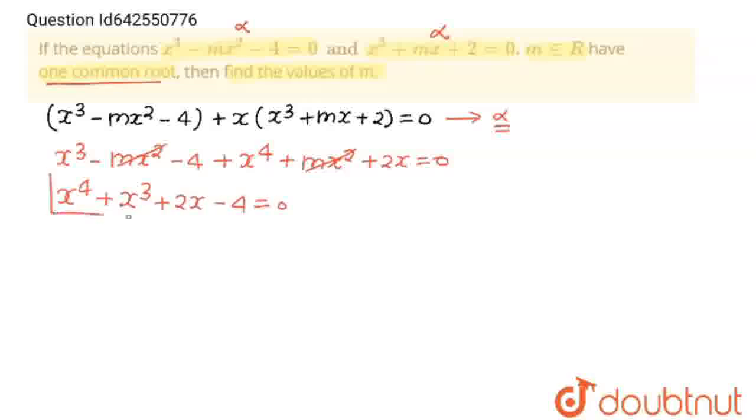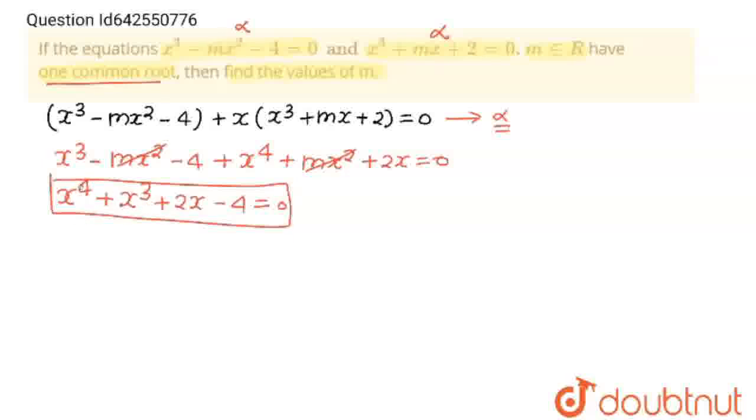See, if we are able to find all the 4 roots of this degree 4 equation, then any one root will be a common root of both. Okay, no problem. So let's find the roots of this.